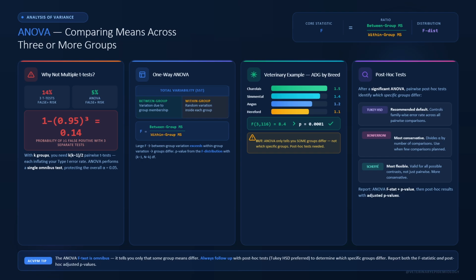And the idea behind it is beautifully simple. It compares the variation between the groups to the variation within the groups. If the between-group variation is much larger, you get a big F statistic, and you conclude the groups really do differ. But here's the catch you have to remember. ANOVA only tells you that some groups differ, not which ones. So you always follow a significant ANOVA with a post-hoc test, and Tukey's HSD is your go-to default. Report the F statistic, the p-value, and then your adjusted post-hoc results.